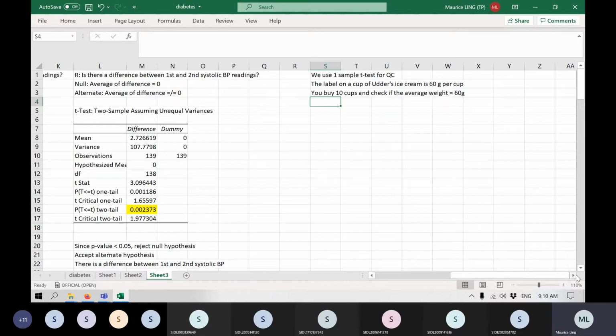If you do that, then the dummy instead of 0 will be 60, because you are testing against 60. So that's how you do your paired t-test and one sample t-test.